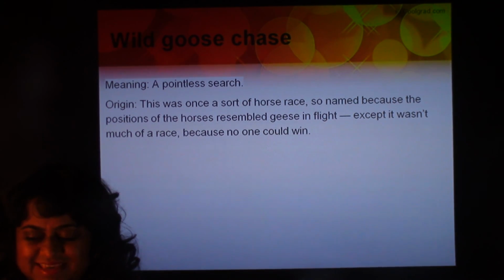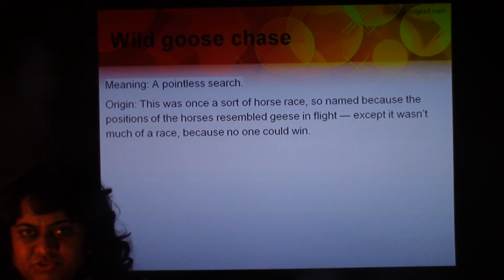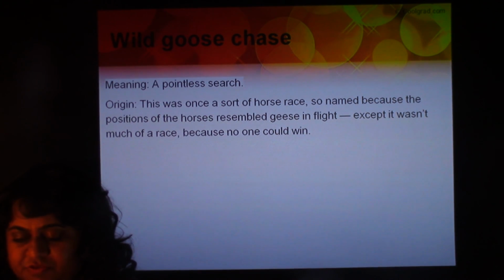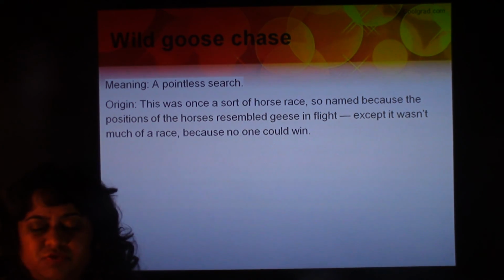Wild goose chase means a pointless search. This was once a sort of a horse race. The positions of the horses resembled geese in flight, except it wasn't much of a race because no one could win. So a wild goose chase means a search where you don't get anything in return.